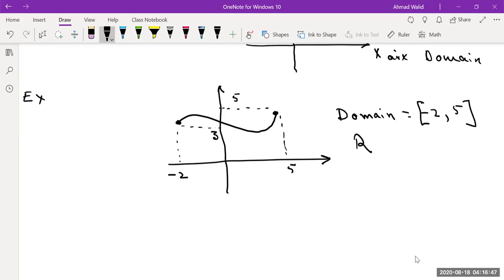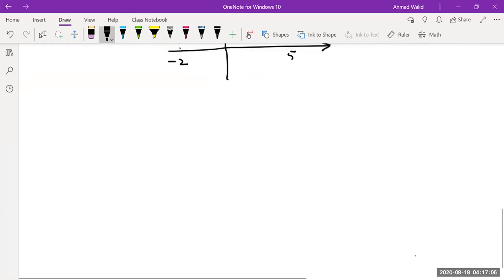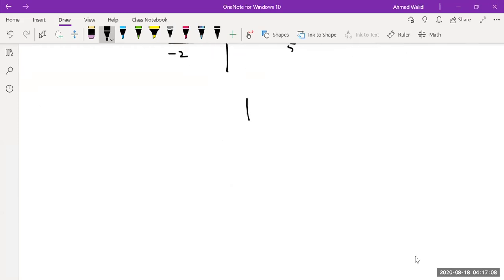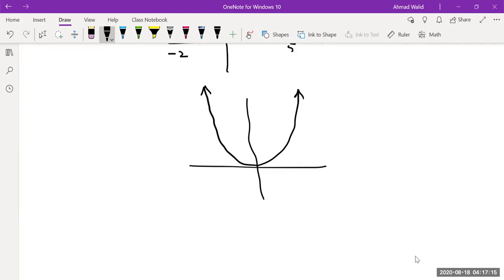How much is the range? The lowest point in your graph, which is 3, to the highest point on your graph on the y-axis, which is 5. That's the range. You shouldn't have a problem reading the domain or range of a function. Or another example, this parabola.